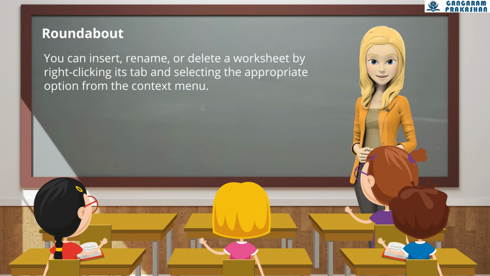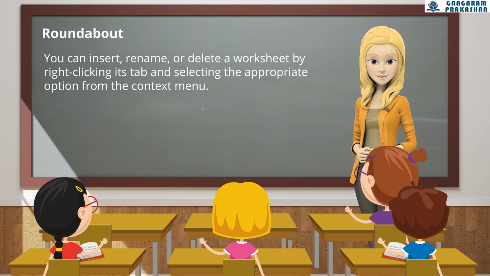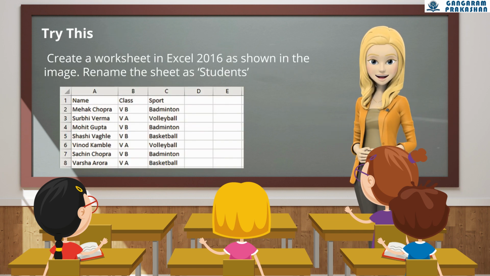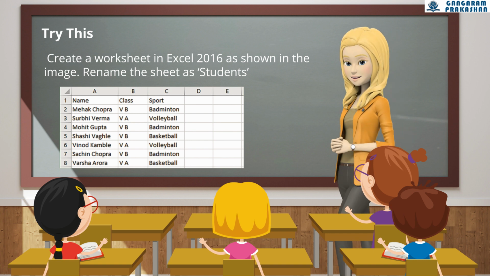Roundabout: You can insert, rename, or delete a worksheet by right-clicking its tab and selecting the appropriate option from the context menu. Try this: Create a worksheet in Excel 2016 as shown in the image. Rename the sheet as Students.